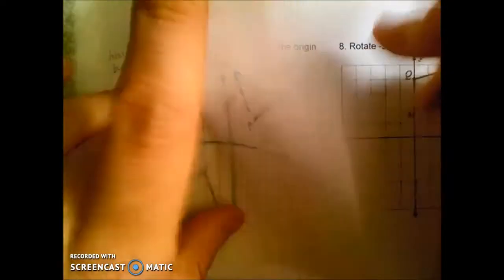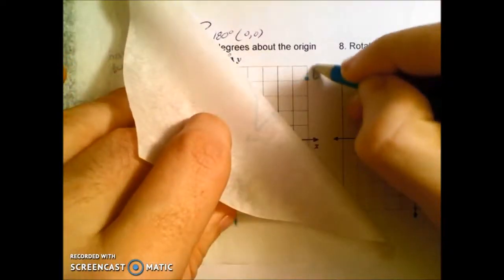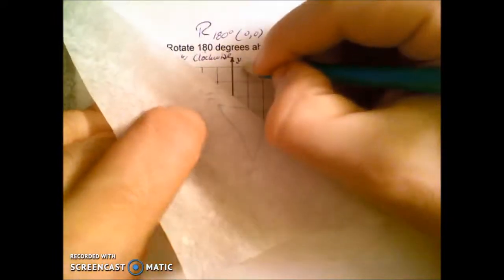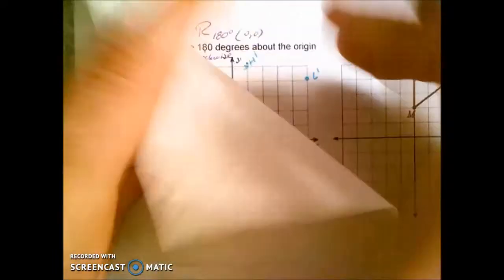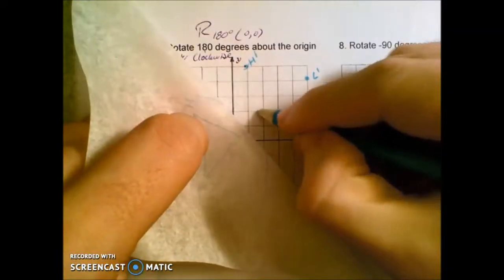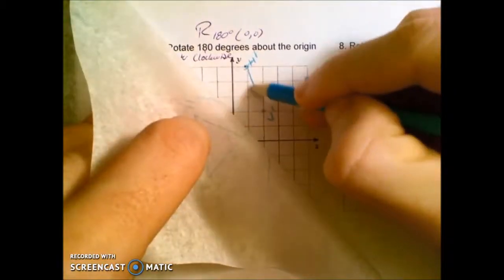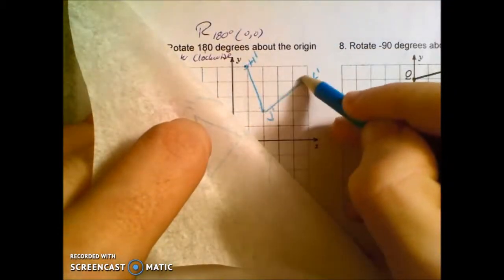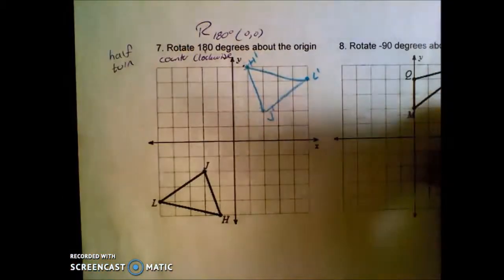And then we can label our image. That's going to be L prime. We've got H prime and J prime. Connecting those gives us our image.